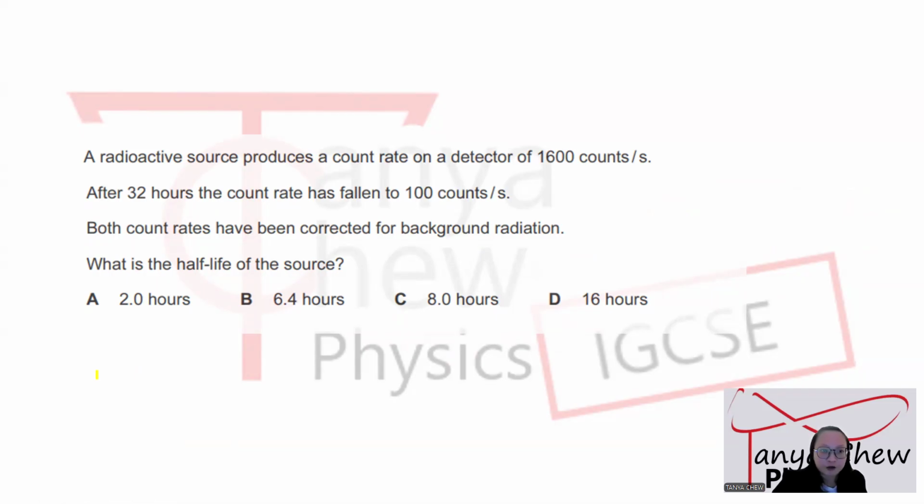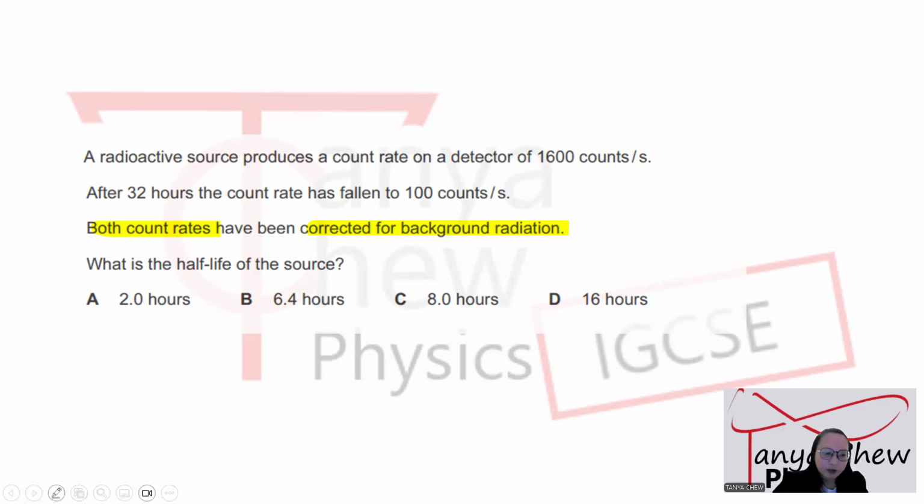This is very good news. Count rate corrected for background radiation means that you can ignore the background radiation. You do not have to subtract any background radiation because the count rates have been corrected. That means the background radiation has been subtracted. What is the half-life of the source?